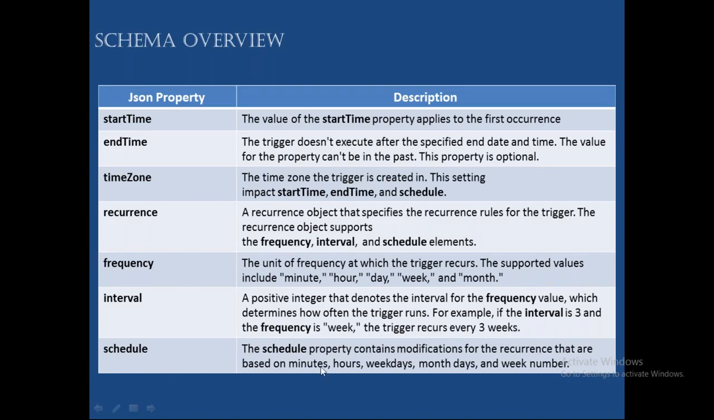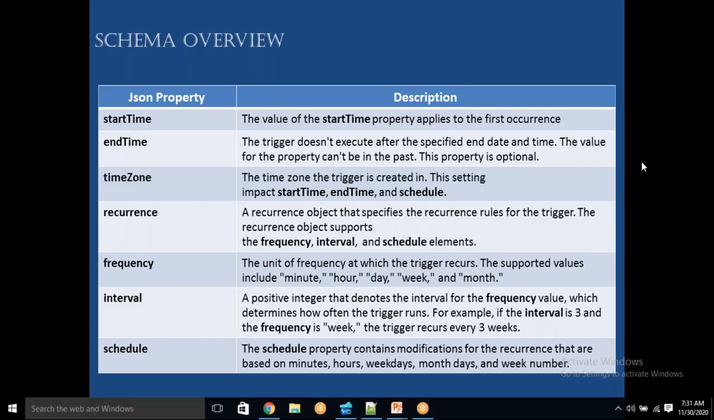Now we have a schedule. The schedule property contains modifications for the recurrence that are based on minutes, hours, weekdays, month days, and week numbers. So in schedule, it is very, very important. In schedule, you are going to modify some of the things. For example, you have selected once in a day, meaning every day you are going to repeat. You understood? The frequency will say day. Interval you have set as 1. Now what happens, friends? Every day it is going to run the pipeline.